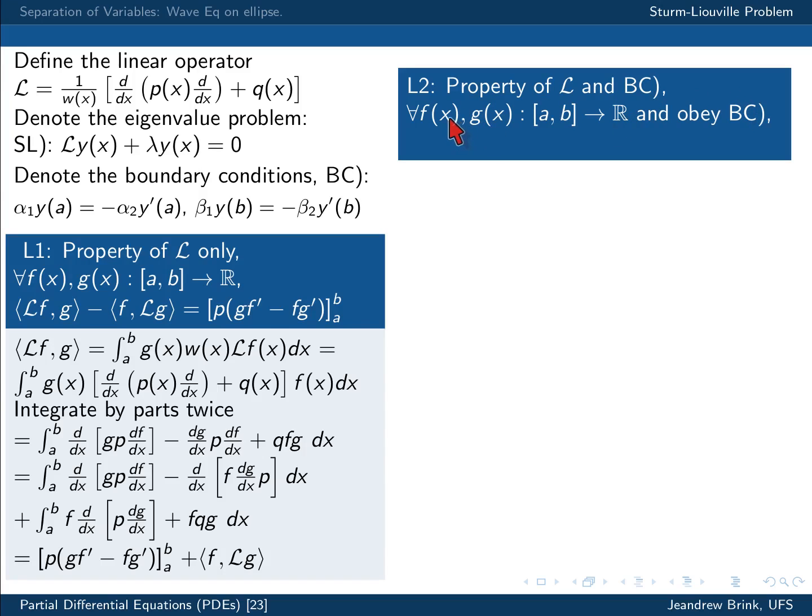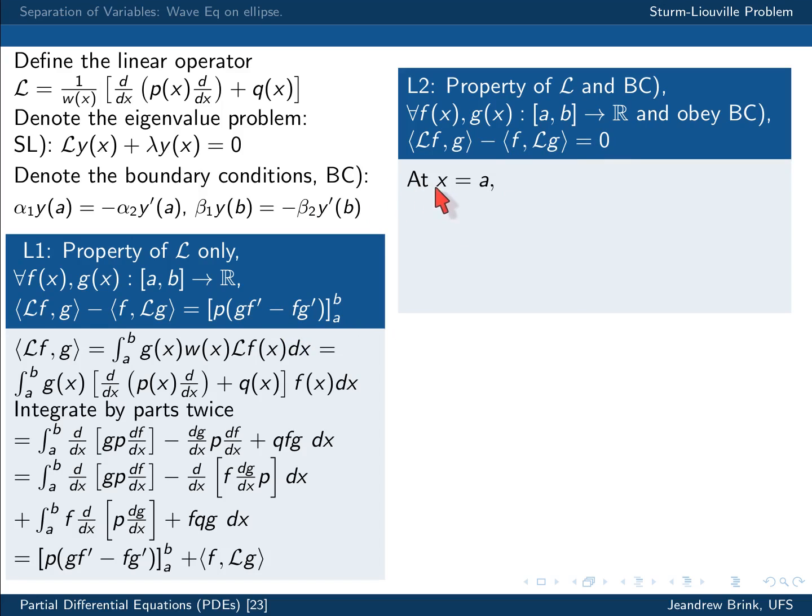Okay, so we're going to say for all f and g that map the interval to the real numbers and obey the boundary conditions, we simply have the specialized version of the result where the right-hand side vanishes. And so all we have to do now to prove this result is simply to prove that this thing vanishes, and it's almost just a direct consequence of the definition of the boundary conditions.